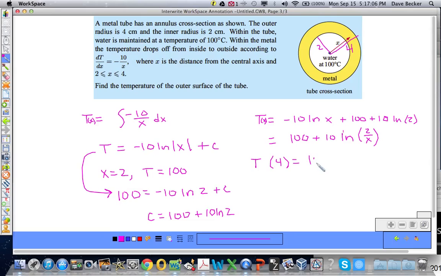100 plus 10 times the natural log of 2 over 4, which is 1/2. And so we crank that into our calculator, and the temperature of the outer surface would be approximately equal to 93.1 degrees Celsius.